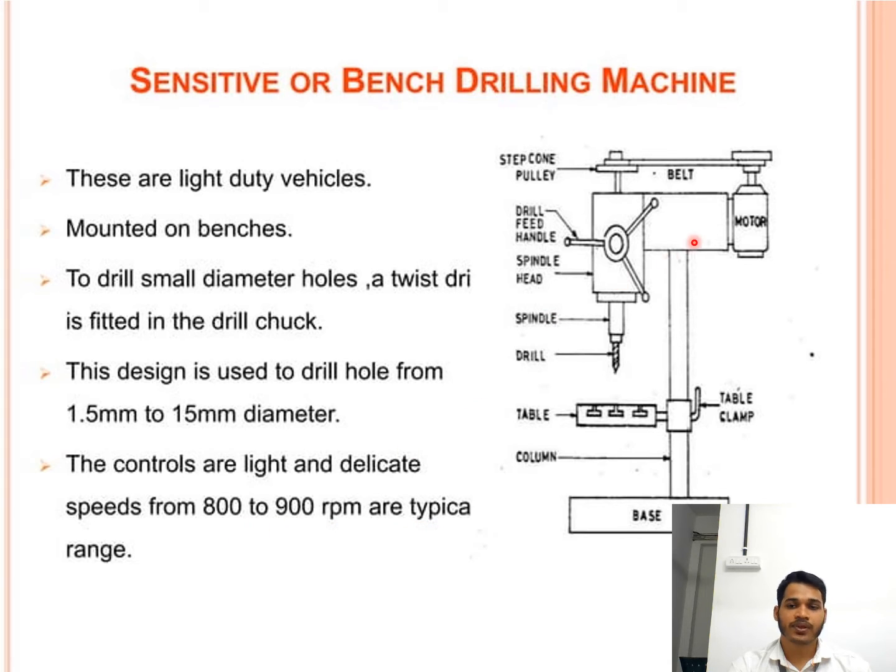So this is the base on which all the drilling components are mounted, and this is the column, and the table is attached to it, and we can move it upward and downward by using this table clamp. And this is the motor, and this is the step pulley to provide the transmission to the drill bit. And this is the handle. By using this handle, we can move the drill tool or drill bit. And this is the chuck. By using this chuck, we can tighten or loosen the drill bit. And this is the spindle, which is vertically positioned.